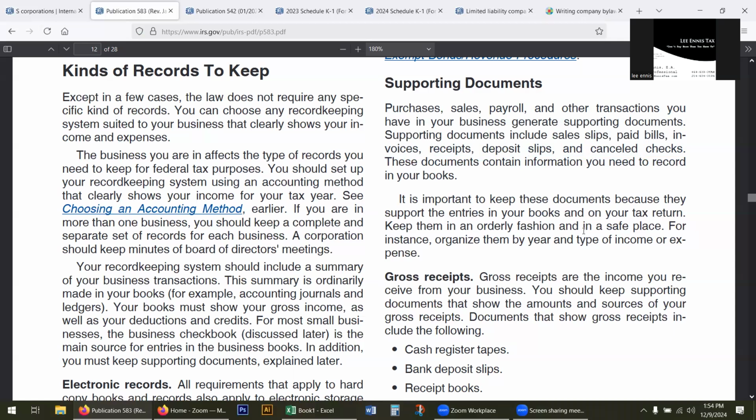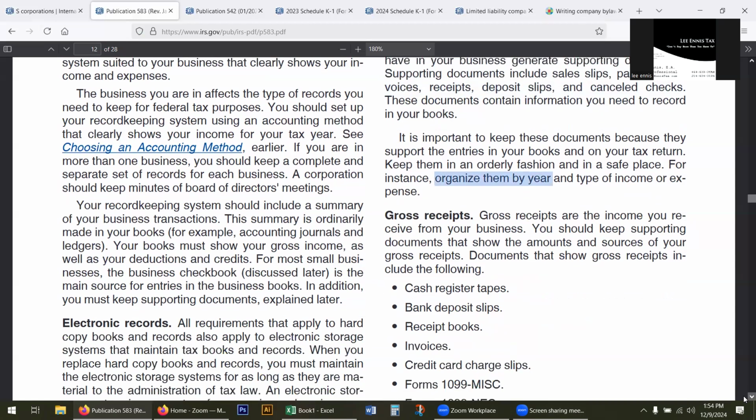Keep them in an orderly fashion in a safe place, and organized. They must be organized by year, type of income, or expense. I'm going to say here that the most important thing is organization by year. You'd be surprised how many people don't have their books organized by year. It's crazy, but that should go without saying.